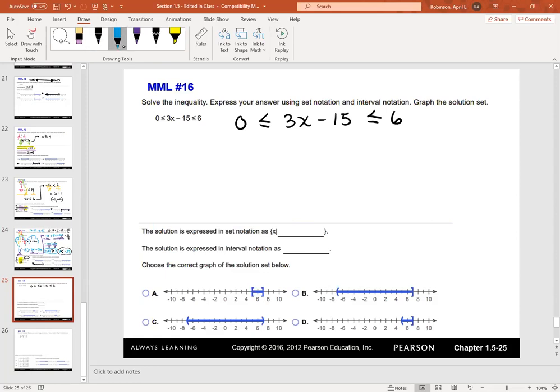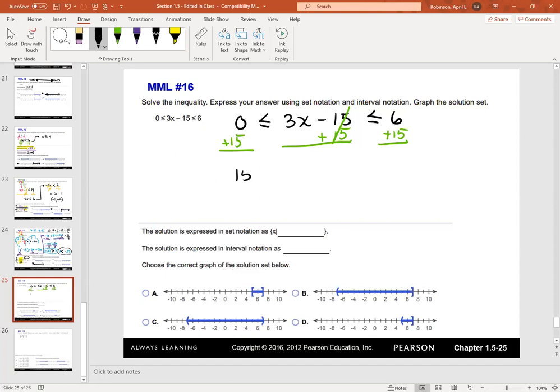Okay, so I'm going to start with, remember you just want the x in the middle. So I'm going to get rid of the minus 15 by adding 15. But you got to do it at both ends. It's kind of like burning the candle at both ends.